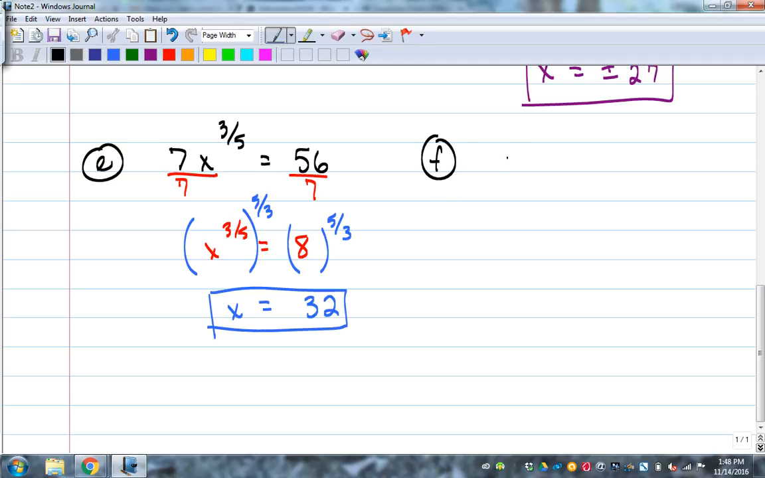Well, let's put a negative number in there. Negative 2x to the 3/4 is equal to negative 16. What do we do first? Divide by negative 2, good. That works out nice because it turns that into a positive number.